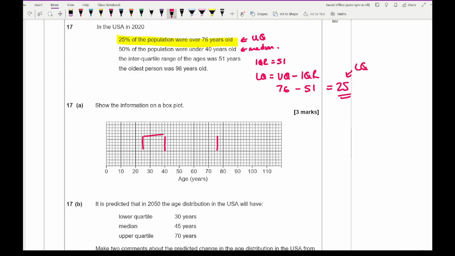So I can then draw my box, which I should be using a ruler. The highest value is 98, which is there. I can draw my box. Now for my lower value, I can put that anywhere between 0 and 24. So this could be absolutely anywhere, that line. So this point here could be between 0 and 24.